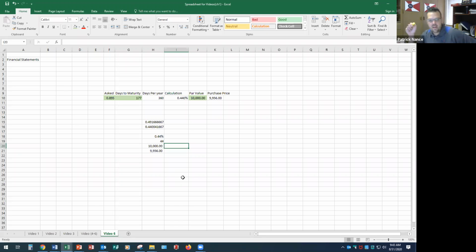I'm going to pay $9,956 for it, and then in 177 days, I'm going to receive $10,000. So I'm paying $9,956 and receiving $10,000 after 177 days, and that's how we calculate the yield on that.